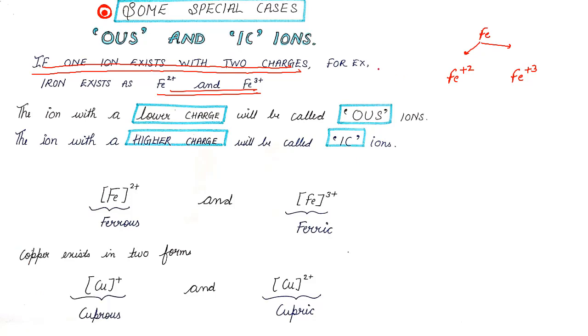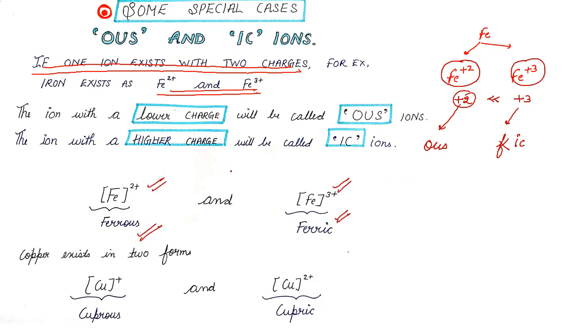lower charge out of these two will be known as the -ous ion, and the ion with a higher charge will be known as the -ic ion. For example, Fe plus 2 is +2, Fe plus 3 is +3, and you know that 2 is lesser than 3, so Fe2+ will be known as -ous, Fe3+ will be known as -ic. In other words, Fe2+ is known as ferrous, Fe3+ is known as ferric. Do not forget this thing. This is very, very important for CBSE exams. So Fe2+ is ferrous, Fe3+ is ferric.